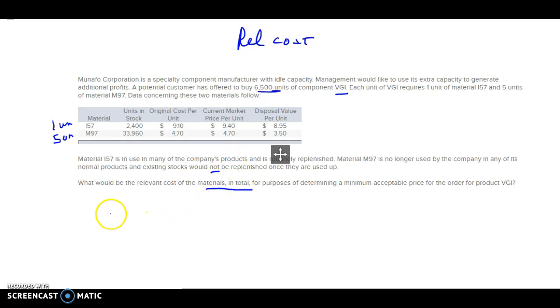We want to sell 6,500 units. And the unit requirement is 1 unit of I-57 and 5 units of M97. Pause the recorder, take a minute, get out your calculator, and I'll come back to you.